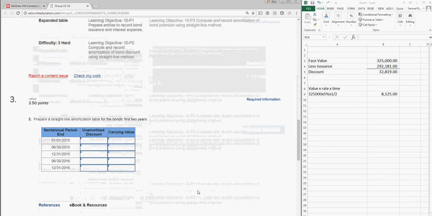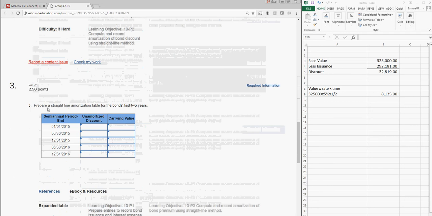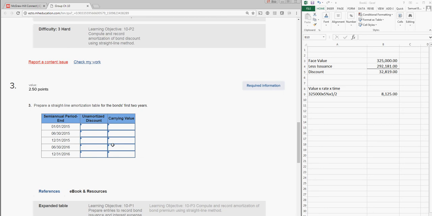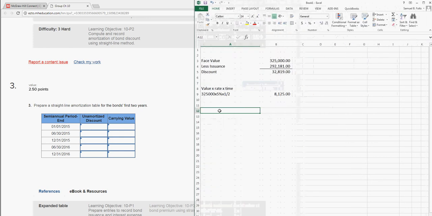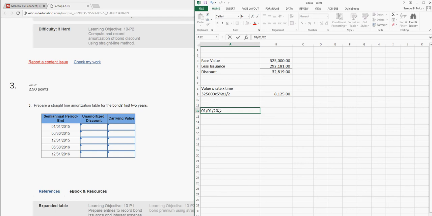So now it comes down to where they're asking us to prepare a straight line amortization table for the bond's first 2 years. They're looking for the unamortized discount and the carrying value of the bond. And what they're really dealing with here, and we may just expand out our Excel table just a little bit. I'm going to go ahead and throw those dates in there because it's only asking for the first few payments, not all 8, of course.